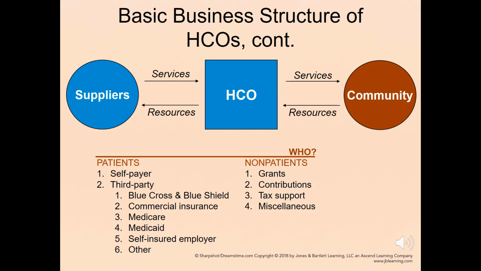And the community, on the patient side, includes self-paid patients, and those with insurance that have maybe Blue Cross, a commercial insurance, Medicare, Medicaid, a self-insured employer plan, or some other type of third-party coverage. For the non-patients, it would be grants, contributions, tax support, and miscellaneous.